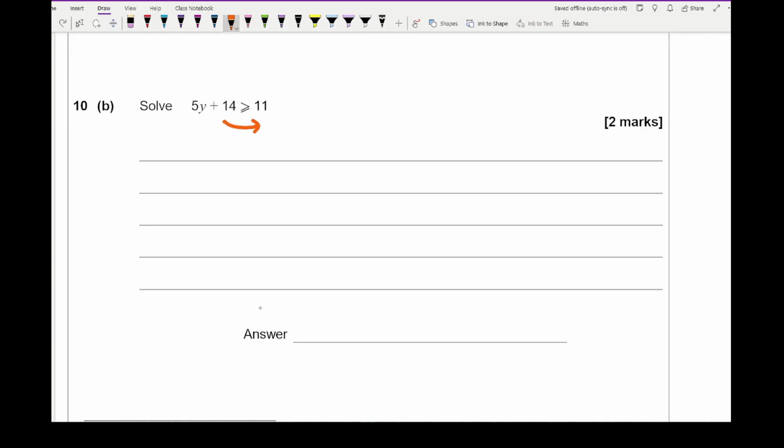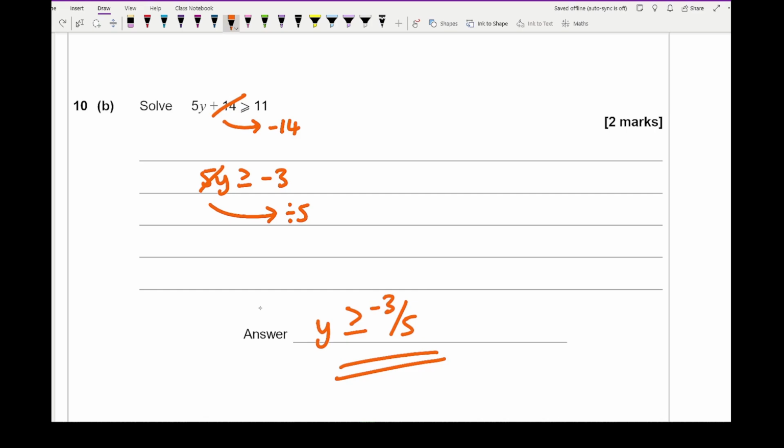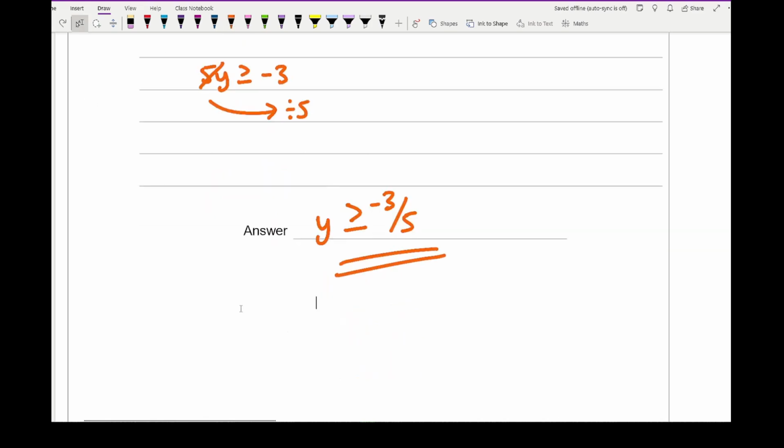10b, it says solve 5y plus 14 is greater or equal to 11. So again, all I want to do is make y the subject. So I take away the 14, I'm left with 5y is greater or equal to -3. And then I divide by 5, leaving me with y is greater or equal to -3/5. Again, you can either leave it as a fraction or write it as a decimal, whichever floats your boat is good enough.